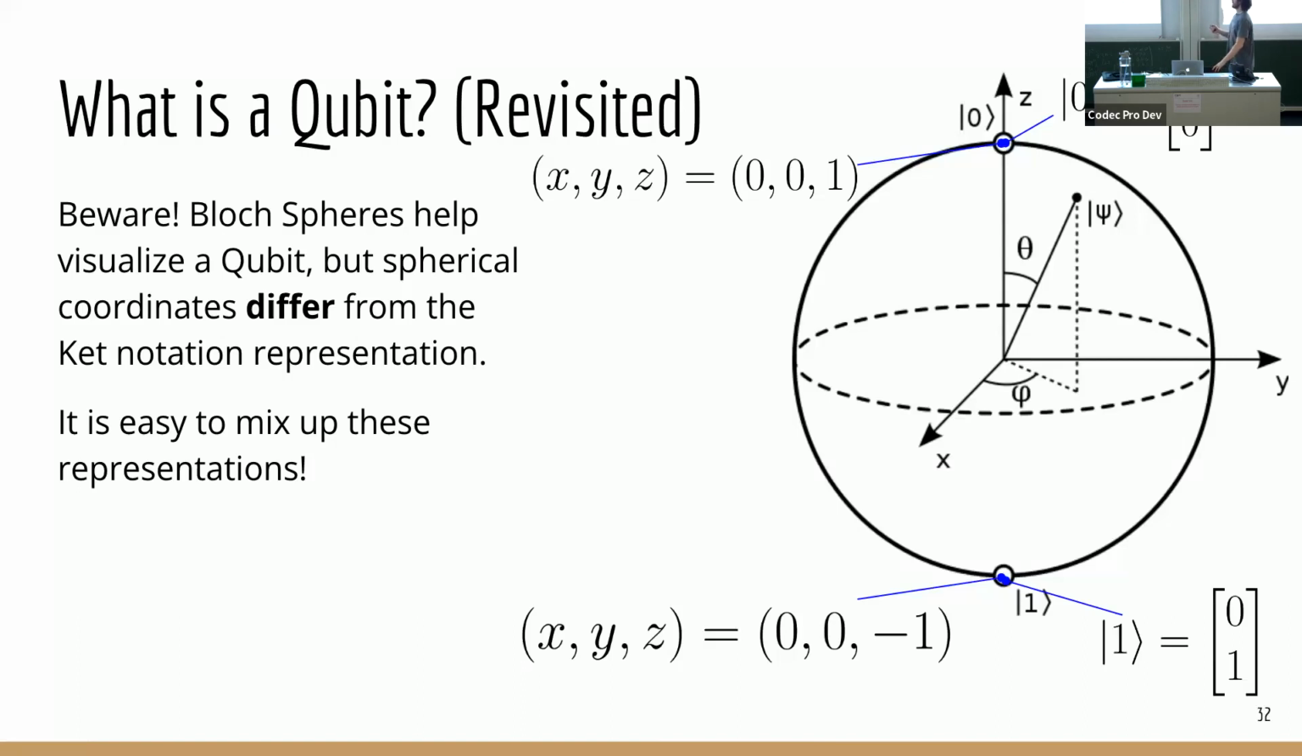So to give some examples of what I'm talking about, we can represent the zero ket as being at the north pole of this Bloch sphere. And if you remember, the zero ket is this two-entry vector with a 1 and a 0. However, the Bloch sphere representation gives us these coordinates of 0, 0, 1. And also the 1 ket is here at the south pole of the sphere. But remember that the 1 ket is actually this vector with entries 0, 1, but it has the coordinates as if it were the south pole of the sphere.